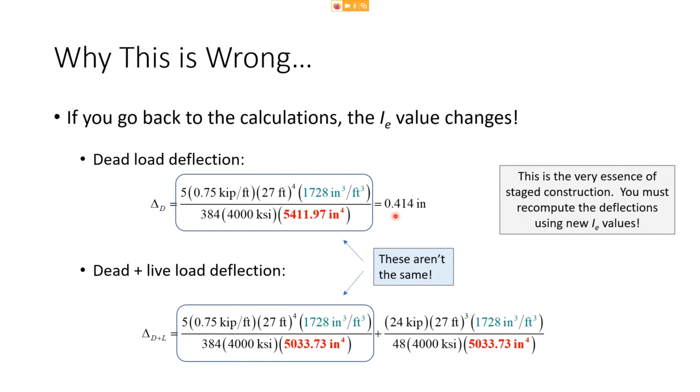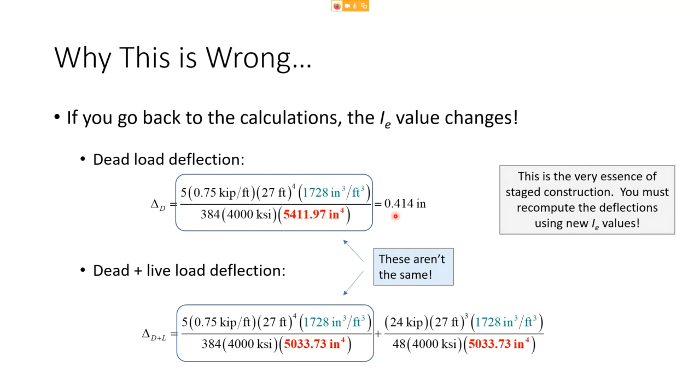In stage 2, the beam is experiencing more load, so more of the beam has cracked. So the dead load effect by itself is worse in stage 2 than it is in stage 1 because of that additional load. That's the whole point of staged construction. You can't use the deflection value from the previous stage to compute the deflection values in this stage.